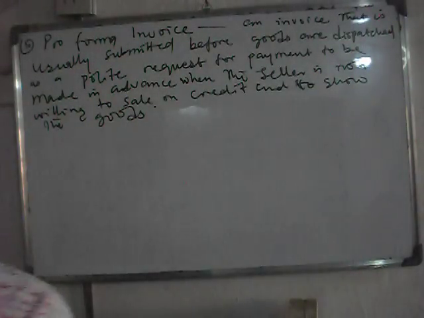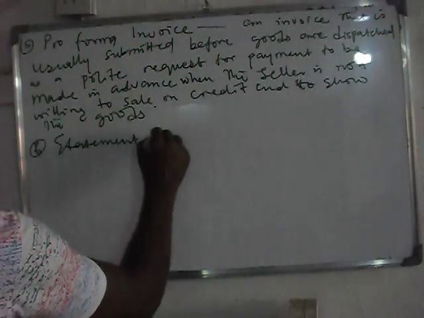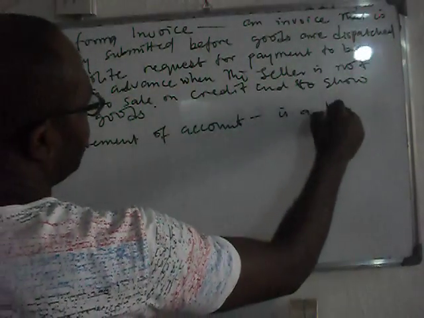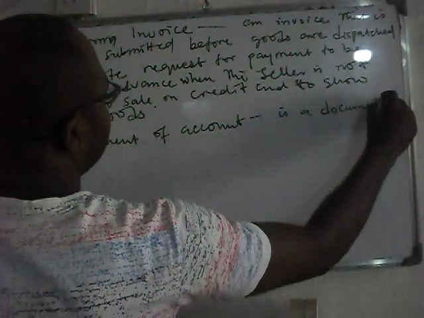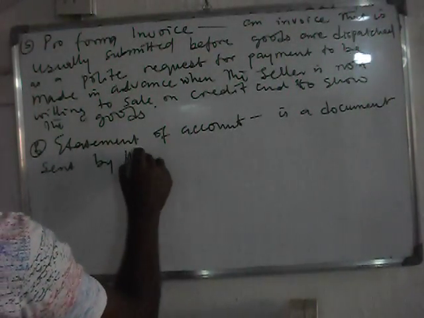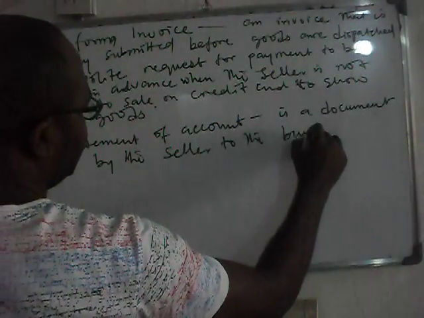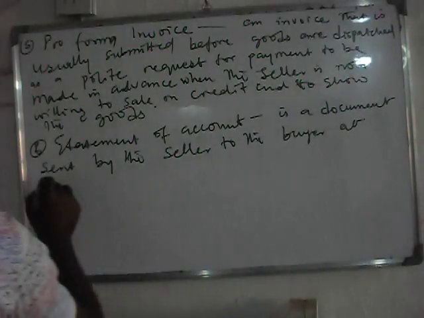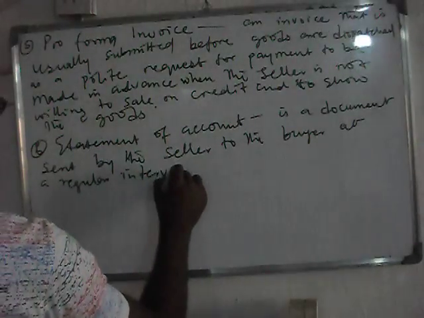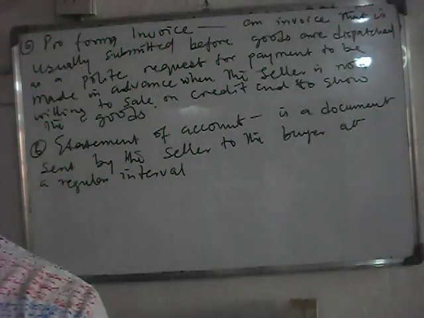Now we look at what we call statement of account. What is statement of account? This is a document sent by the seller to the buyer. Statement of account is a document sent by the seller to the buyer at a regular interval of all transactions. At a regular interval.